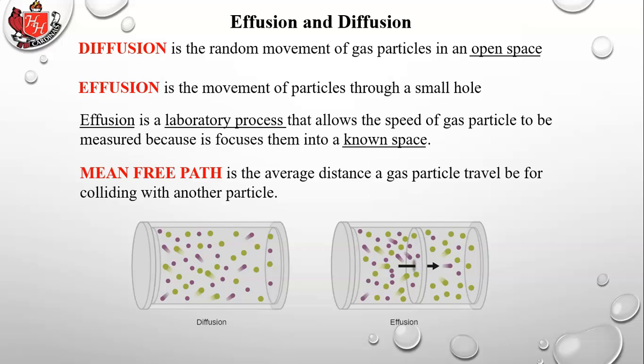Mean free path is the average distance a gas particle travels before colliding with another gas particle.